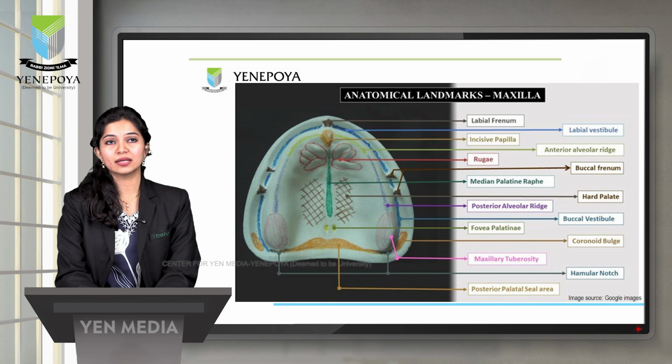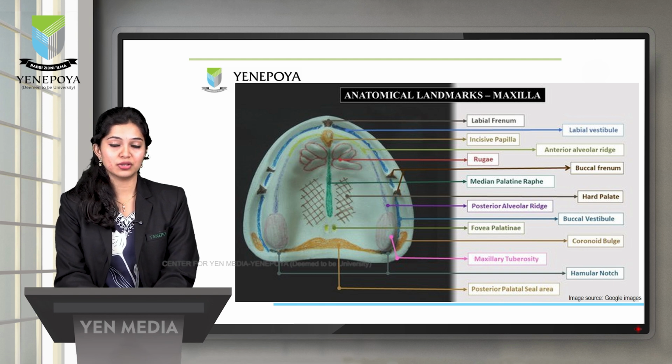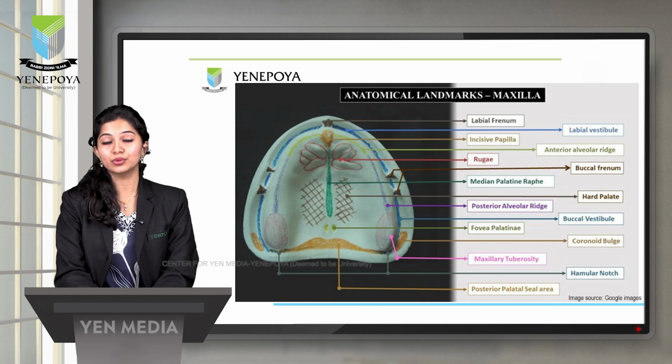So this is a picture to be remembered and registered in your minds, that is the anatomical landmarks of the maxilla. Now we have a beautiful picture here, in which different color pencils have been used and the different landmarks have been marked, so that you know the difference of each structure.